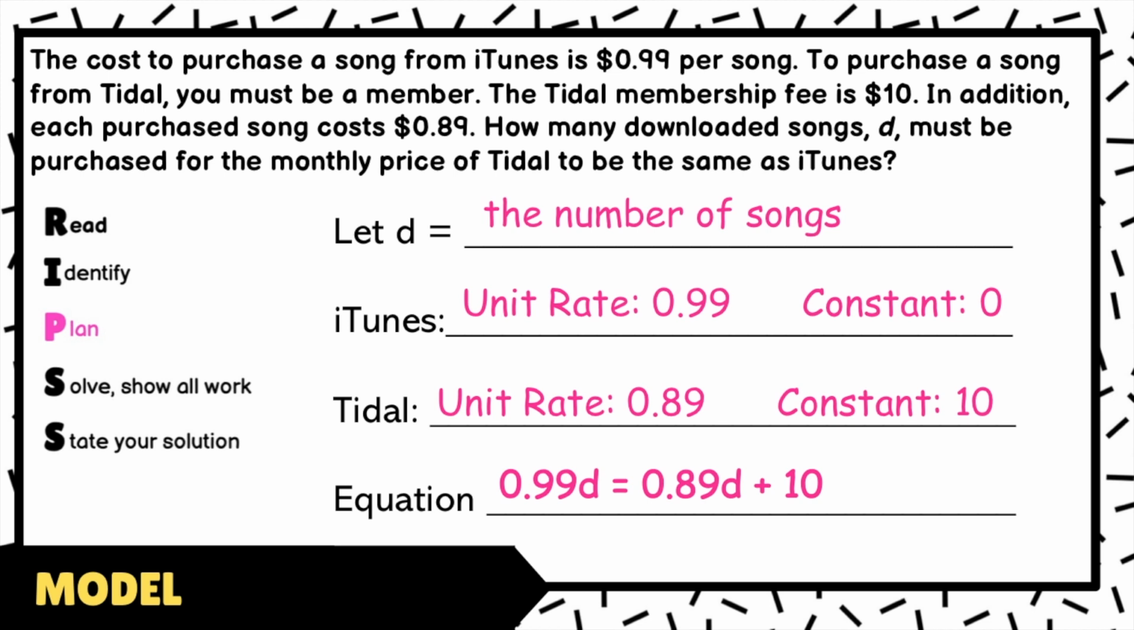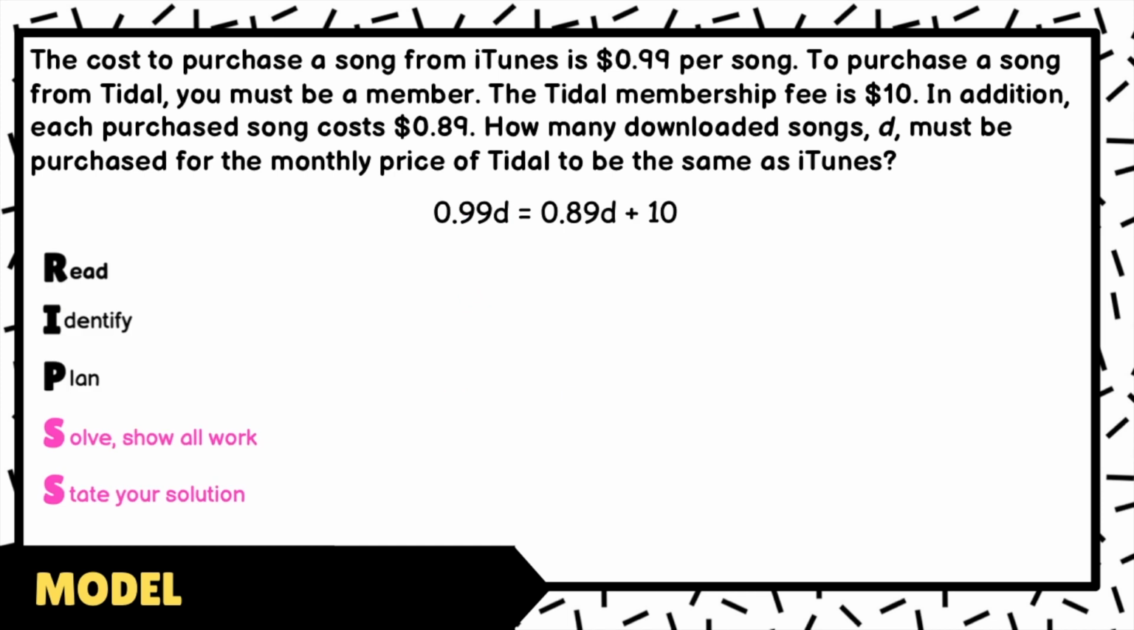So then when we put that together, because we want to see when those two values are going to be the same, I'm writing an expression to represent iTunes and an expression to represent Tidal, both with the same variable. So I have 0.99D, that represents iTunes, and I'm setting that equal to 0.89D plus 10, because that's what represents what someone is paying for Tidal.